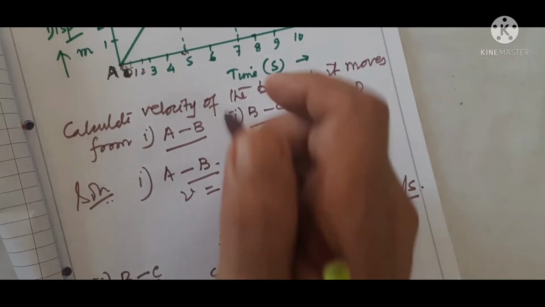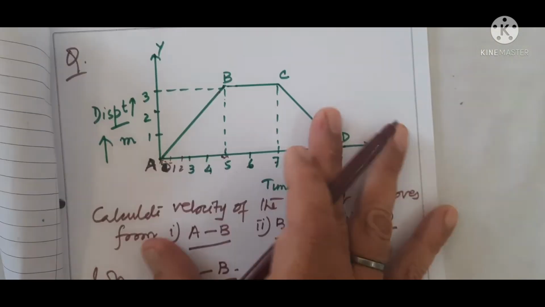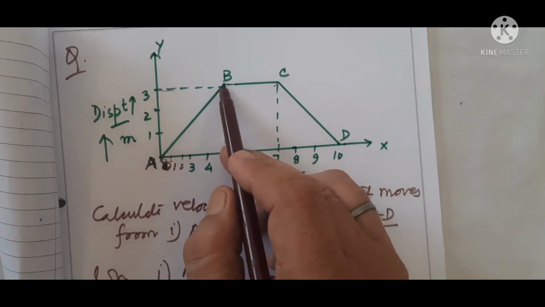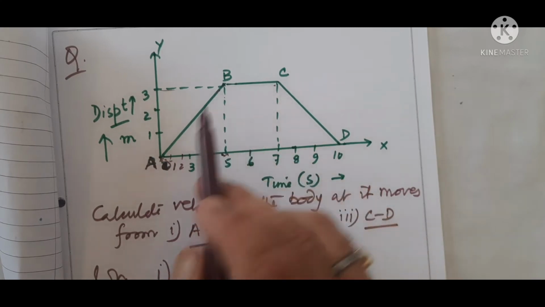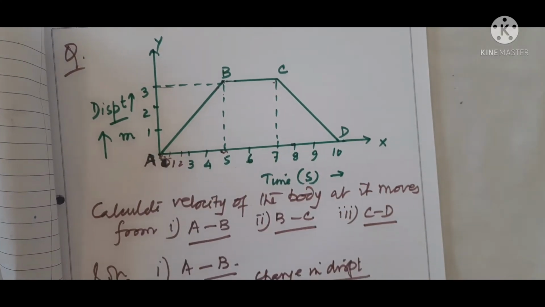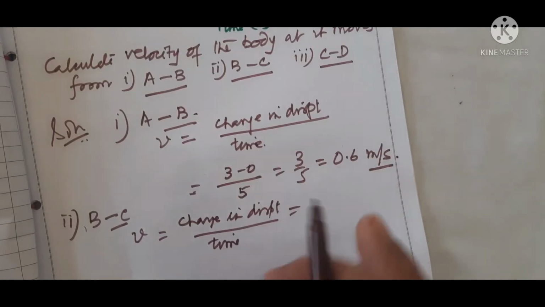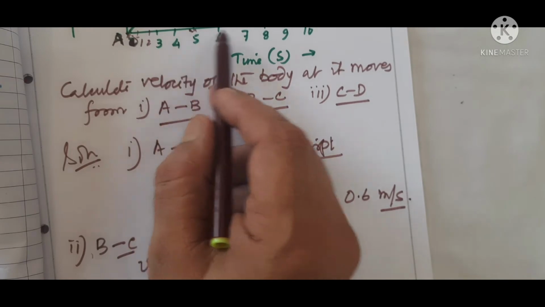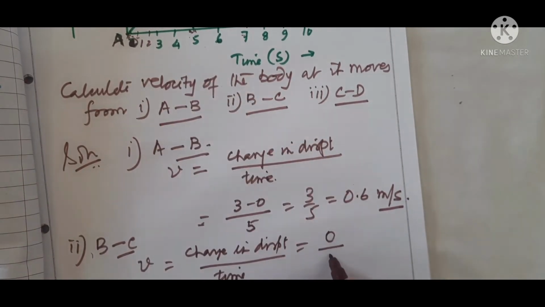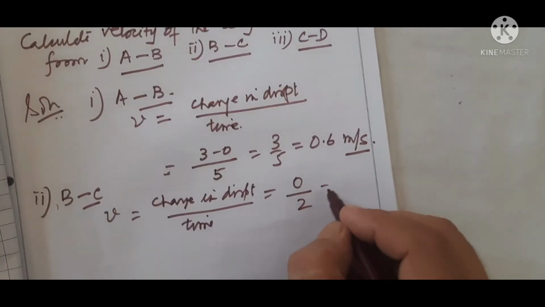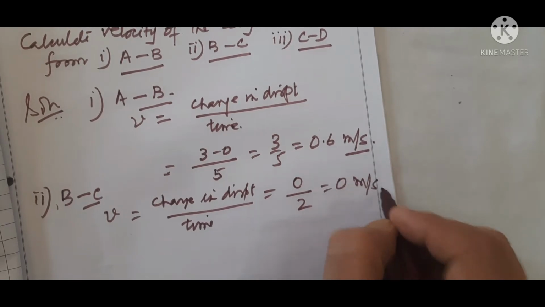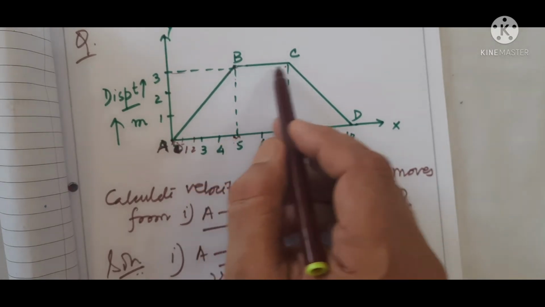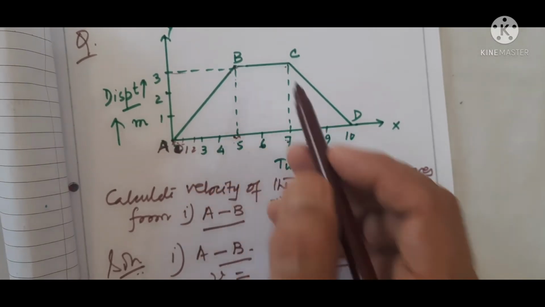डिस्प्लेसमेंट क्या है यहाँ पर? इस ग्राफ में देखिए, यहाँ पर डिस्प्लेसमेंट क्या था? 3, यहाँ भी 3, यहाँ 3, यहाँ 3. Change in displacement of the object is 0. So here we can write it: 0 by net time, which is 7 minus 5, that is 2 seconds. That is 0 by anything, 0 meter per second. So the conclusion is that if the net change in displacement is 0, we can say the velocity is 0.